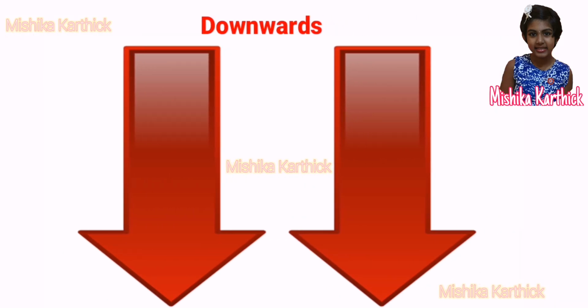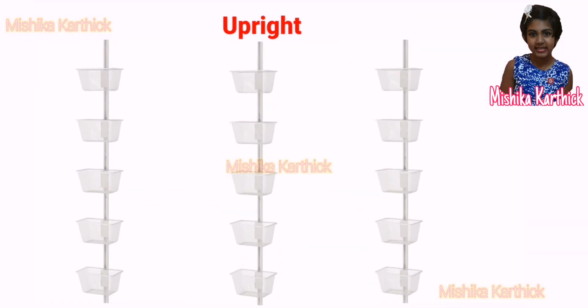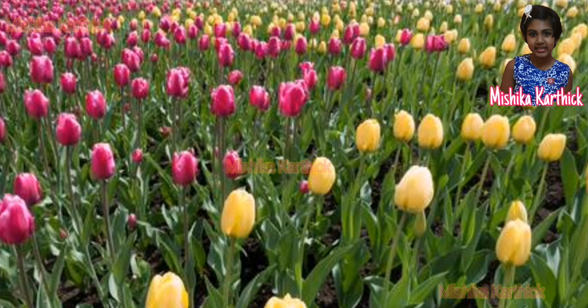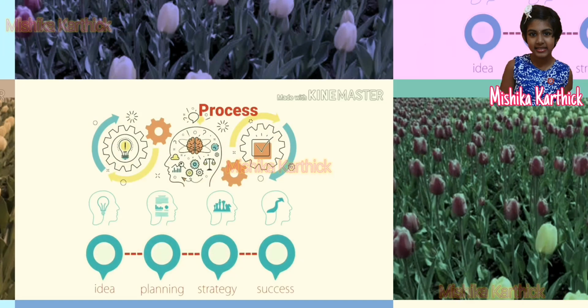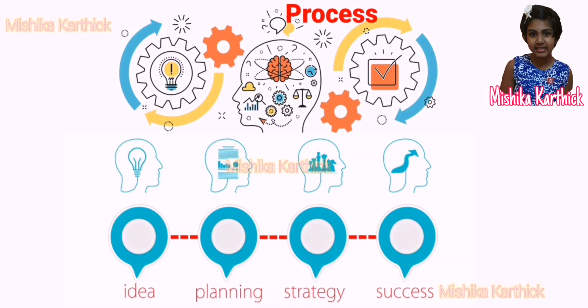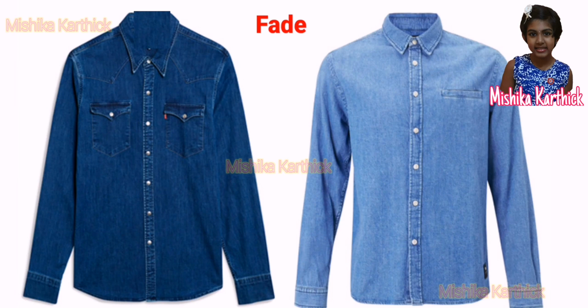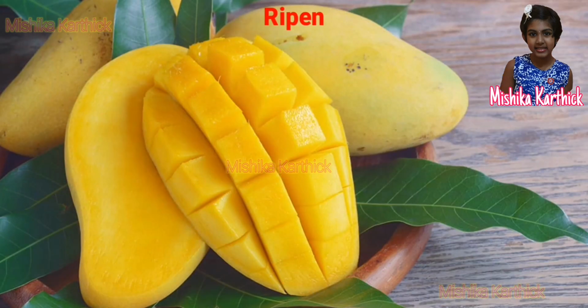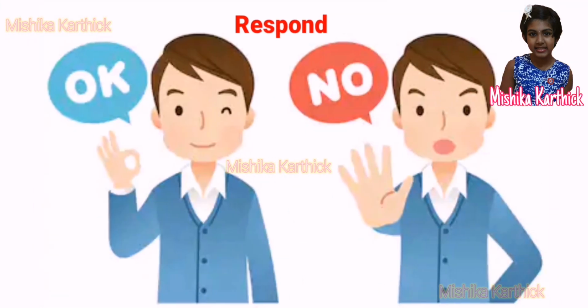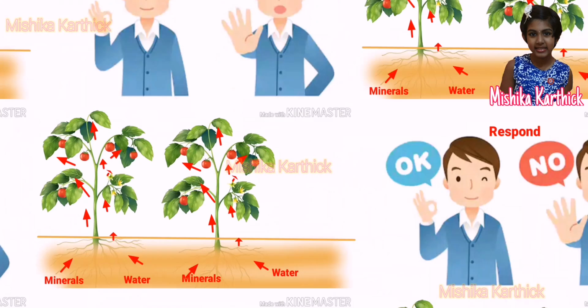Downwards, moving towards a lower place or position. Upright, in a vertical or standing position. Plenty, in large quantity. Process, steps taken to get something. Fragrant, something giving out a pleasant smell. Fade, to lose color. Ripen, to be fully grown. Respond, to react. Let's sum up.